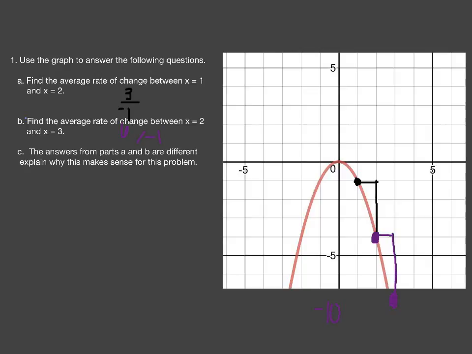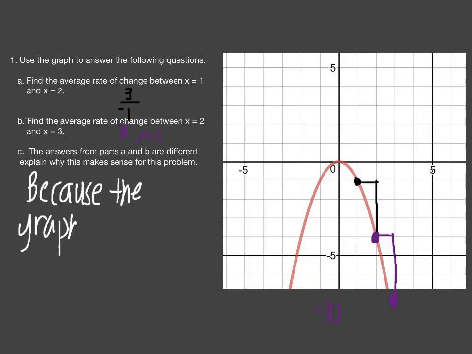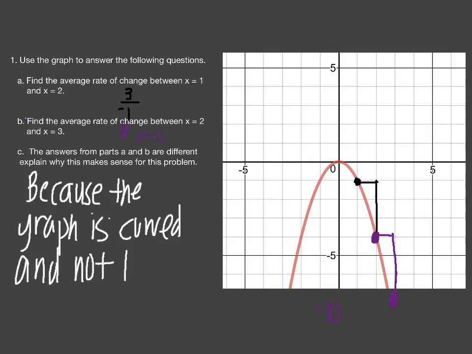Now we notice that the answers for part A and part B are different. Why is this possible? They are different because the graph is curved and not linear.